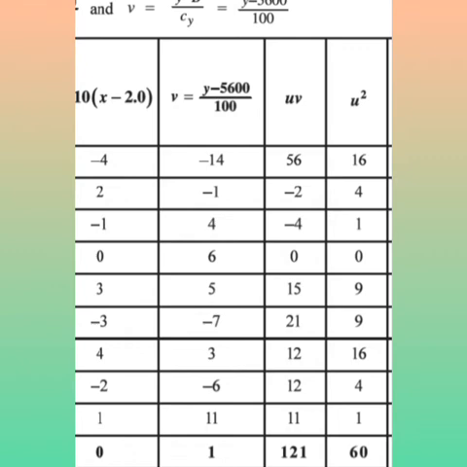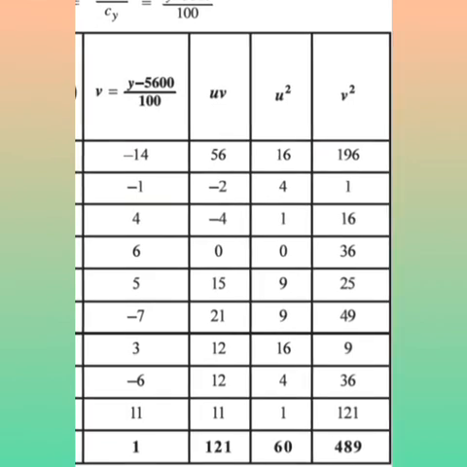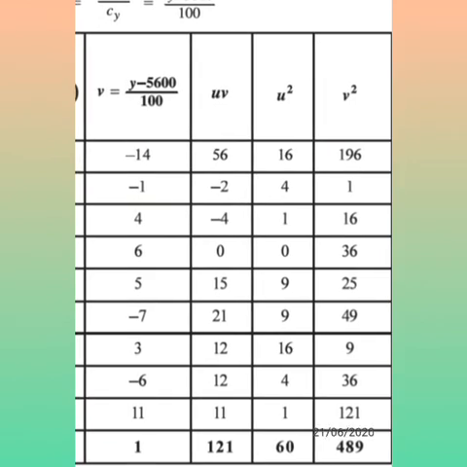Then comes your u square, right? For u square, again, what will be the square of -4? 16. The square of 2? 4. The square of -1? 1. Similarly, you are going to do it for the whole column. The total over here is coming up to 60. Similarly for v, right? For v also you would find, the square of -14 is 196. What is the square of -1? 1. What is the square of 4? It's 16. Square of 6 is 36. This is how you get your v square.